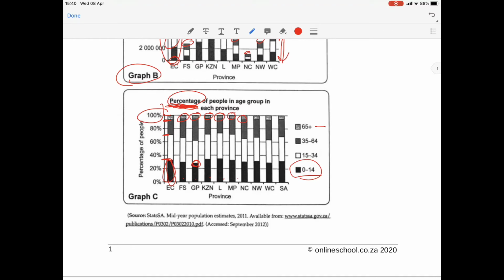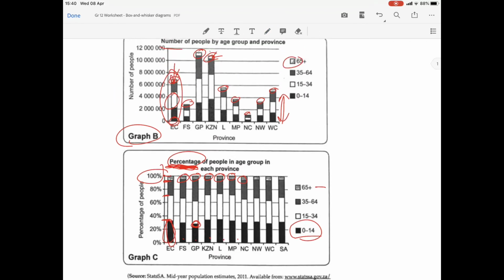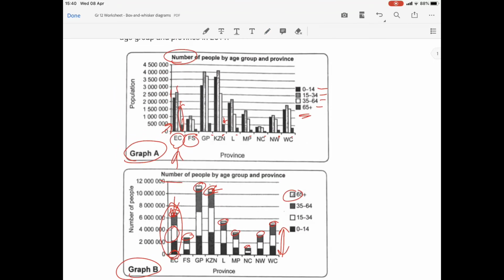Does this mean that it has the lowest number of 0 to 14-year-olds? Well, you can check yourself by coming up to the top graph to have a look. Here is the number of 0 to 14-year-olds in Gauteng. So the answer is definitely no. By no stretch of the imagination does it mean that Gauteng has got the least 0 to 14-year-olds. In fact, it's got the second most.